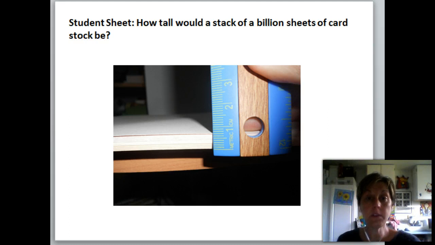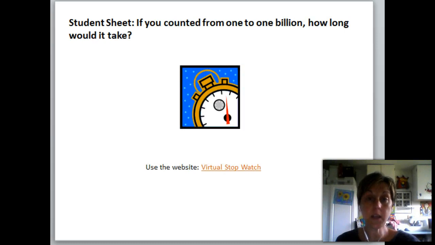Everything in the Google document is there for you. I tell you how many sheets of paper there are, and it gives you some questions to answer along the way. But the main point is, how tall would a stack of 1 billion sheets of cardstock be? The third activity is, if you counted from 1 to 1 billion, how long would it take you? In the Google sheet, I give you some ways to break it down, just like we did with the salt.